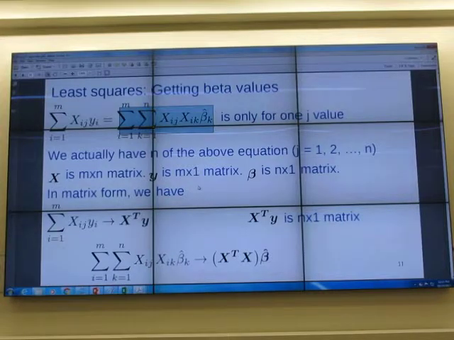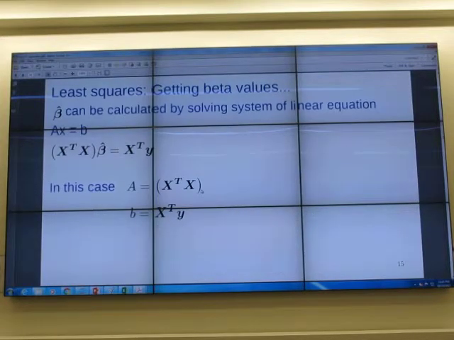If you have multiple beta, you have this. This is the same as system of linear equation AX equal to B. A is n by n. Beta is unknown, which is x, right? B is column vector. X transpose Y is a column vector. N row, one column. Can you solve it?